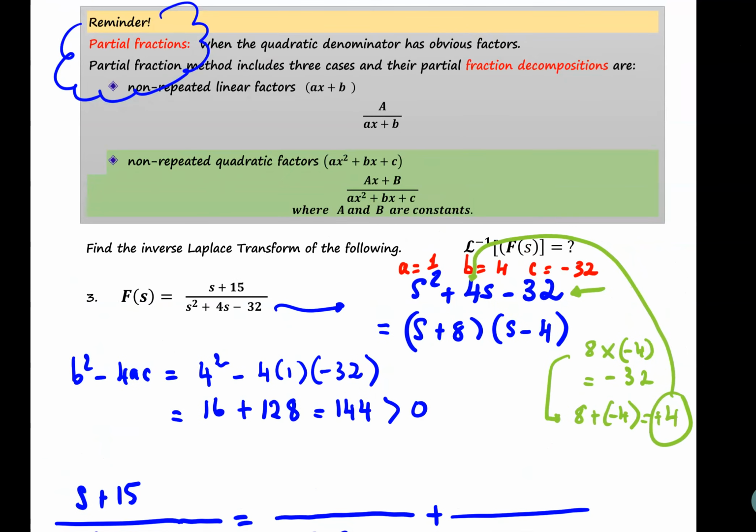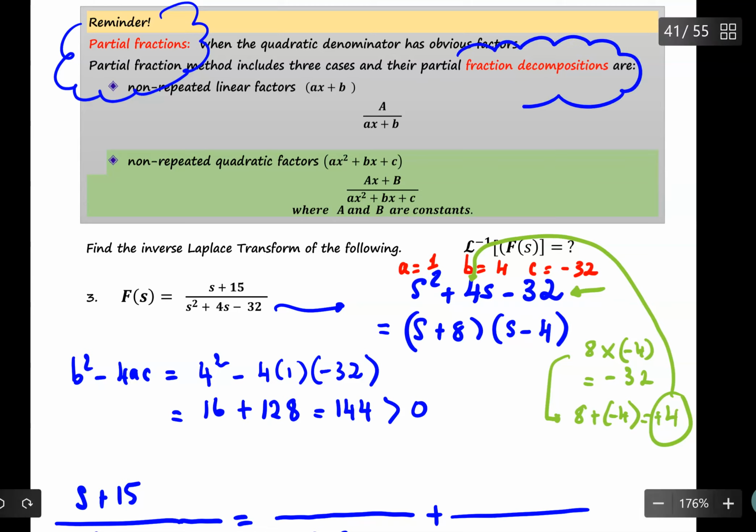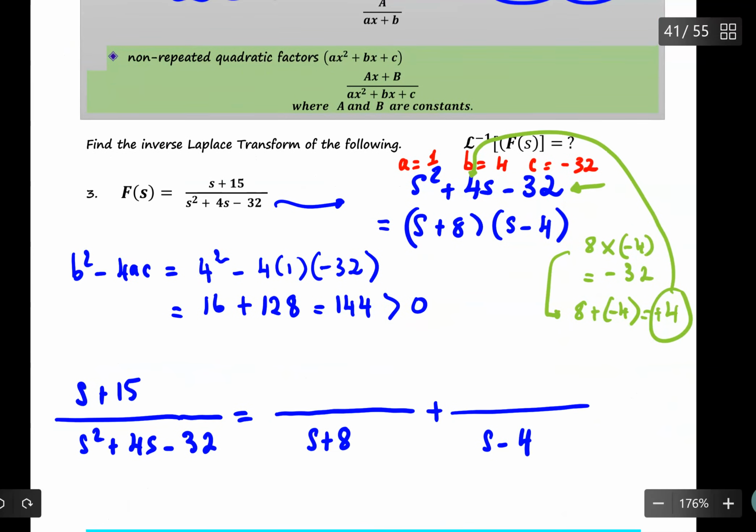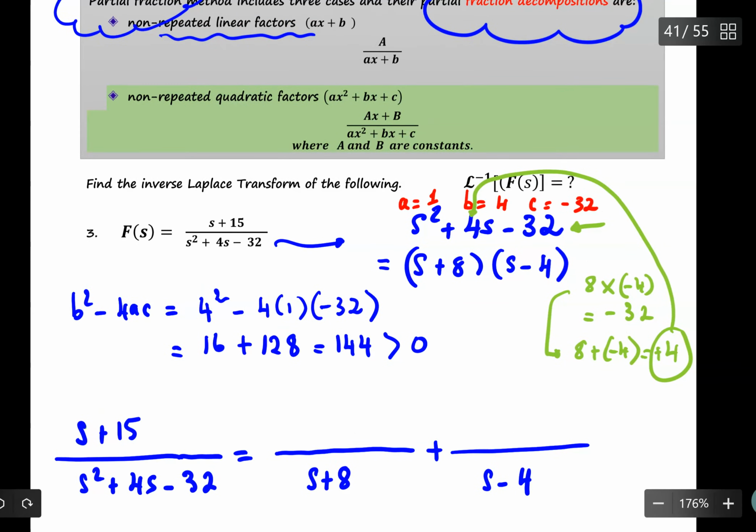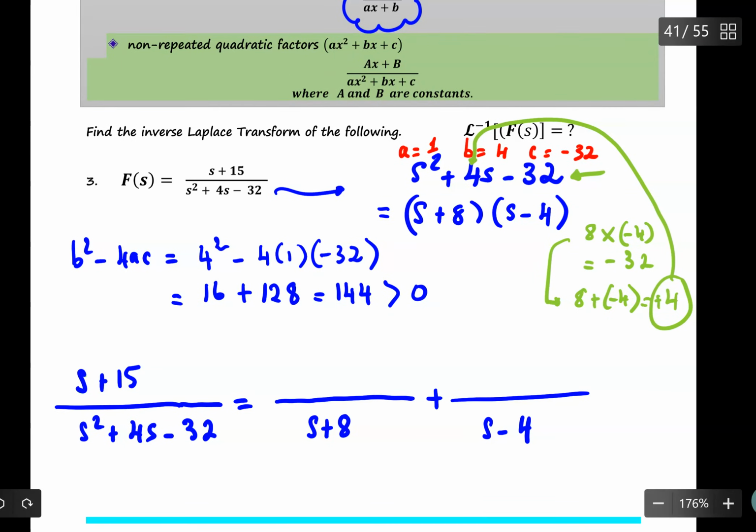So when we work with the partial fraction method, we have to break our fraction into the fraction decomposition. So I should have two fractions in this decomposition, and I do have non-repeated linear factors. Linear means I have s to the exponent 1, s to the exponent 1, and they are non-repeated. So my fraction should be in this form. On here I should have A, and here I should have B.